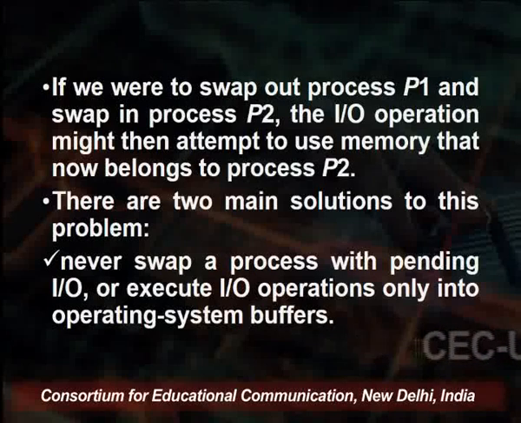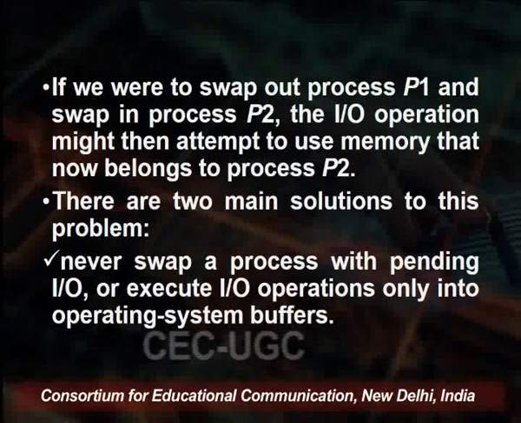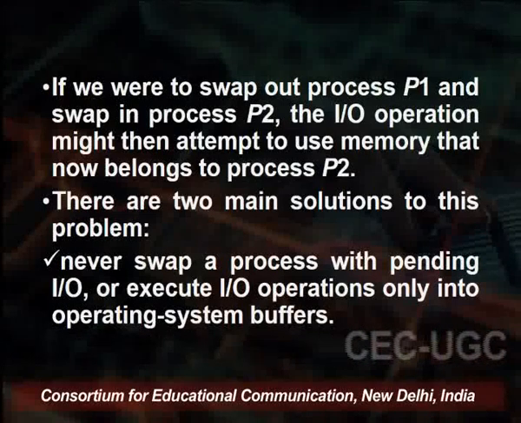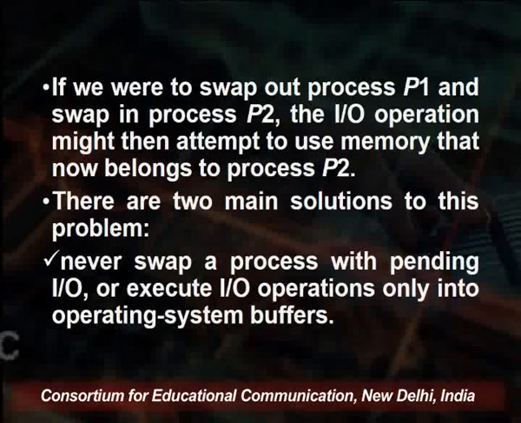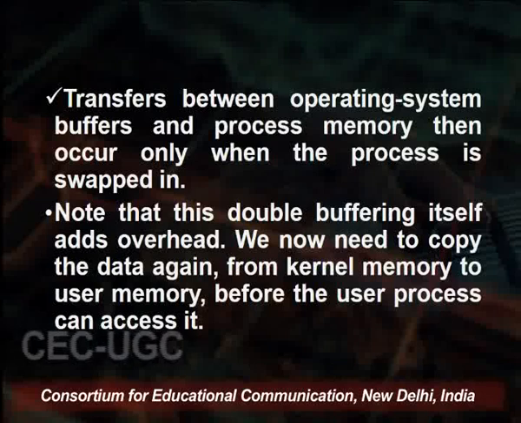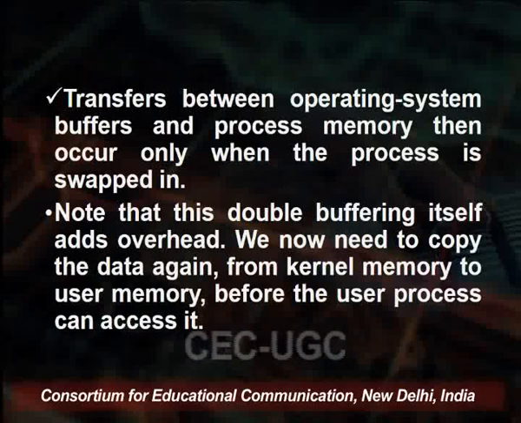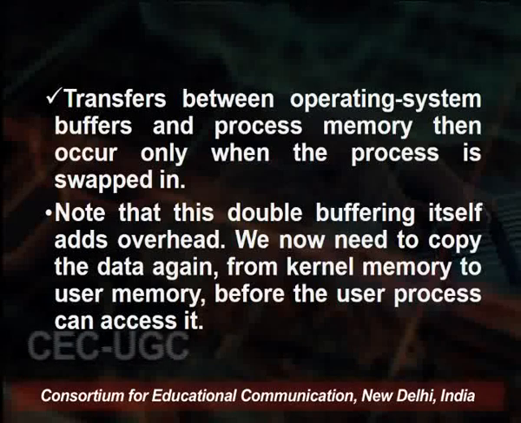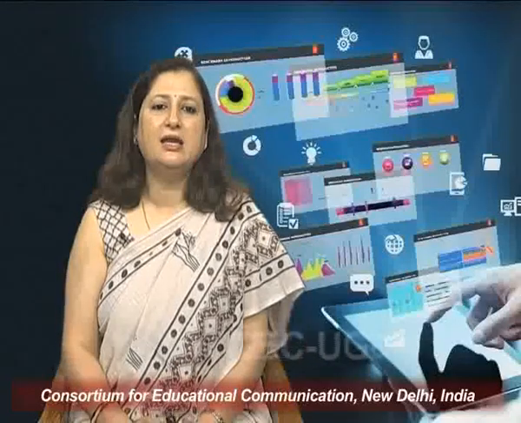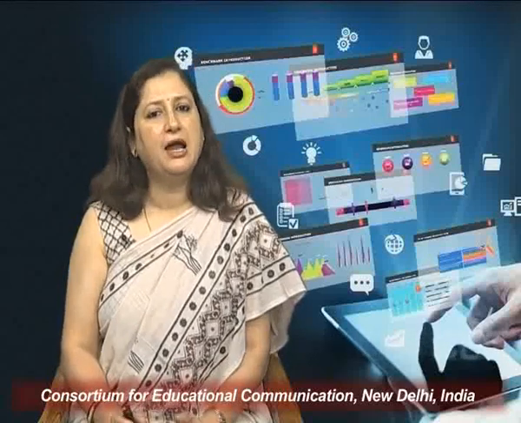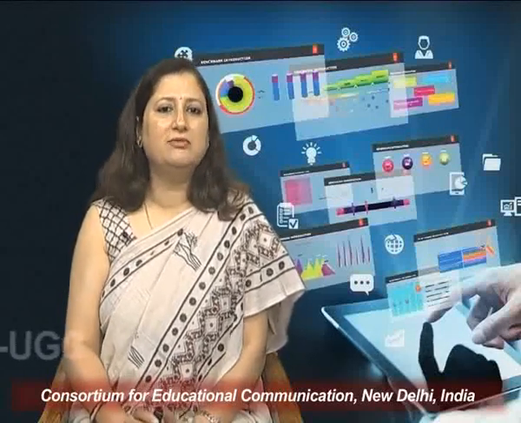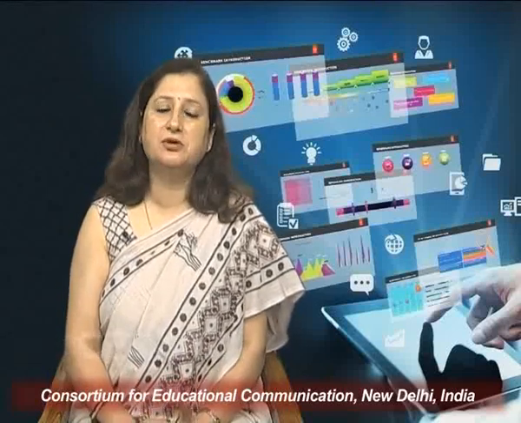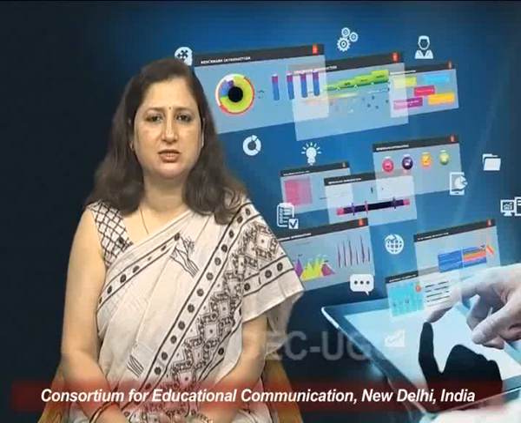First, a process which is pending for IO or executing IO operations should never be swapped out. Secondly, the transfer between the operating system buffers and the process memory should happen only when the process is swapped in. So two conditions must be checked: the process waiting for IO should not be swapped out, and any transfer between the OS buffer and the process memory will occur only when the process has been swapped in. If a process is being swapped out, then any kind of transfer will not help.